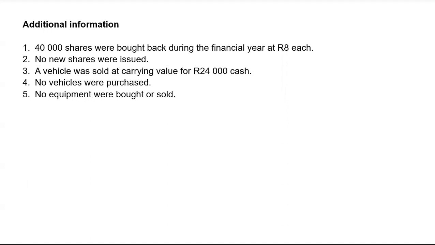And then they specify that no vehicles were purchased. So there was no purchase of tangible assets, no purchase of vehicles, and no purchase of equipment. However, I wonder if we do have land and buildings. We will need to check that out.